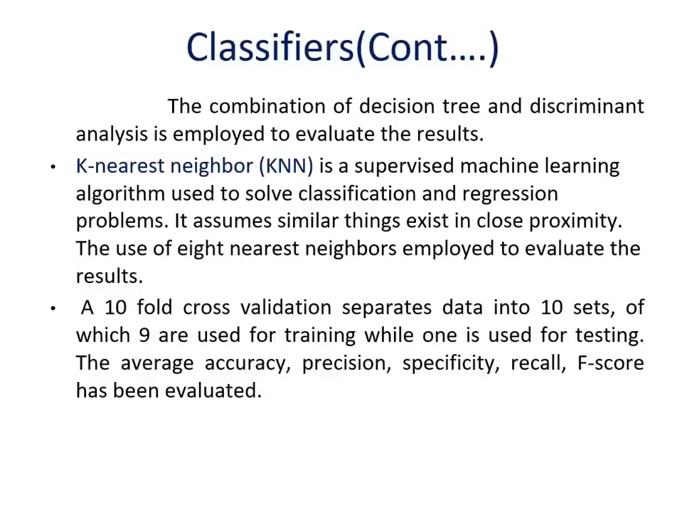KNN is the k nearest neighbor classifier. Here we have used 8 nearest neighbors in order to evaluate the results. After that, we have taken 10-fold cross validation which separates the data into 10 sets, out of which 9 are used for training and 1 is used for testing. Then we have analyzed the performance metrics like accuracy, precision, specificity, recall, F-score.